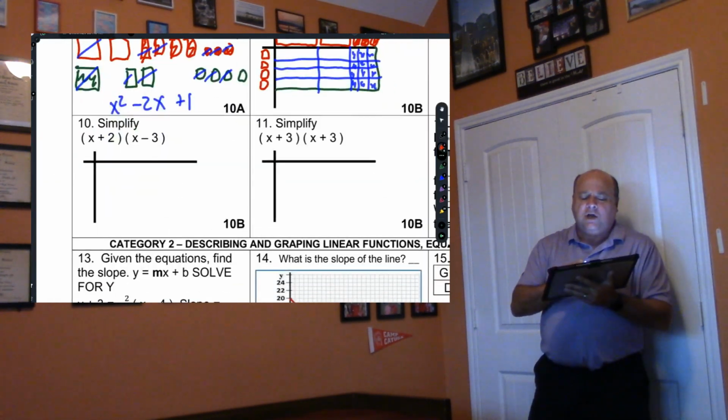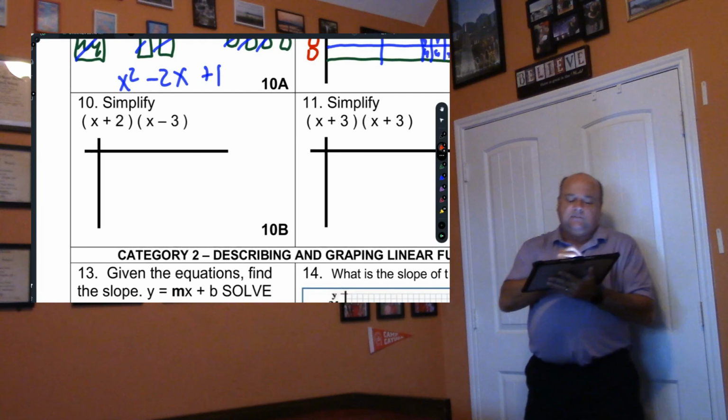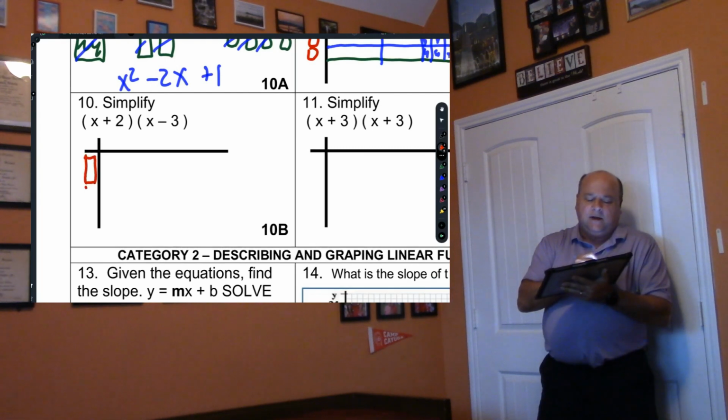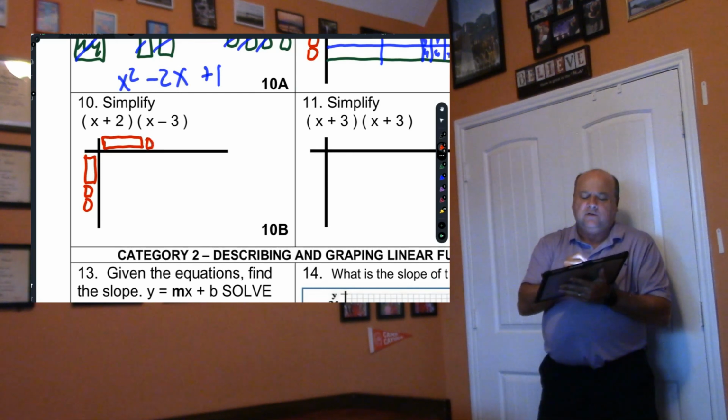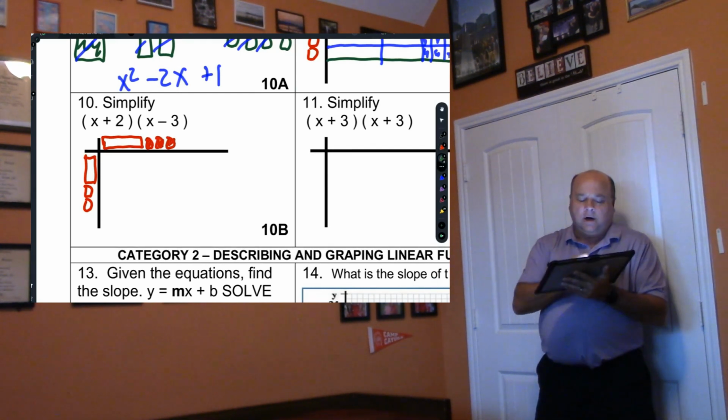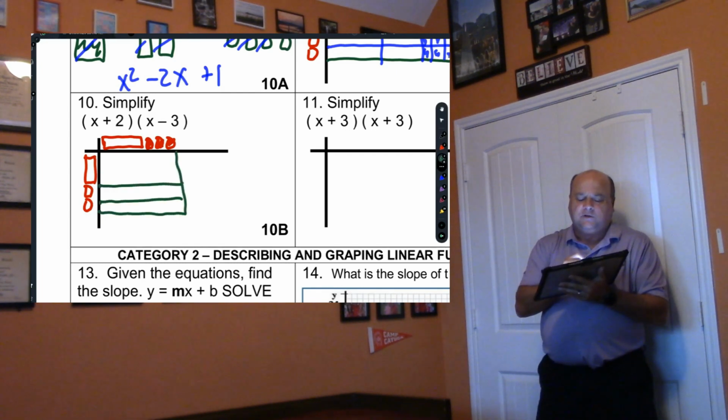Continuing on to number 10. X plus 2 times x minus 3. So we got a rectangle, 2 open squares, a rectangle, and 3 shaded squares. We're going to draw our answer rectangle. This is going to be kind of hard because we're going to have to shade on this one.